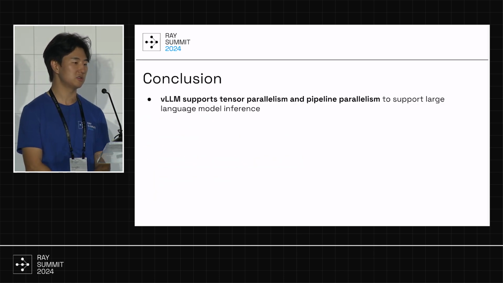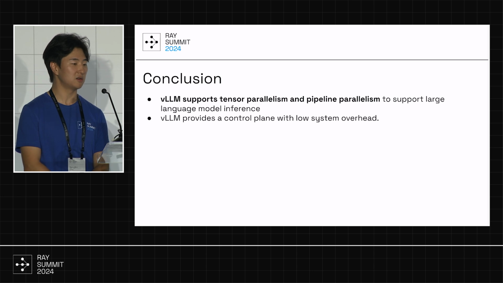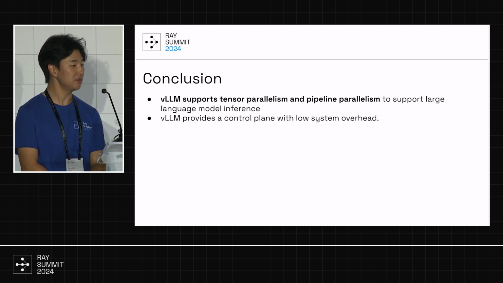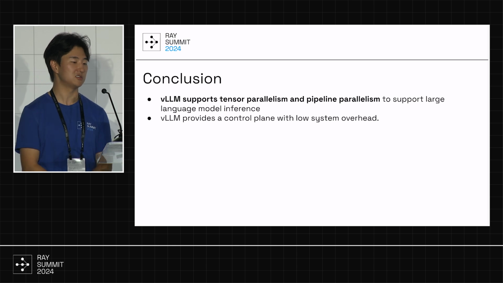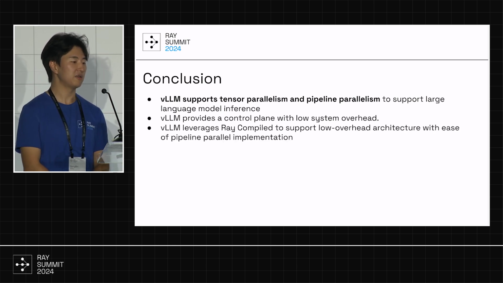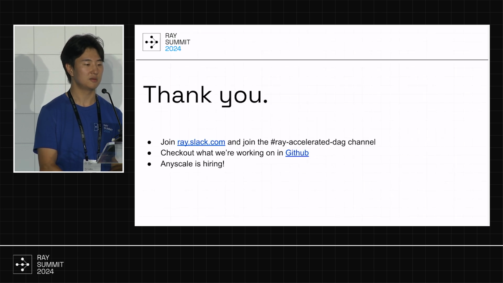Okay, let's conclude the talk. So vLLM supports various parallelism strategies to support large language model inference. And it also comes with a low overhead control plane, which comes with a lot more features on top of what I just presented. And then vLLM is going to leverage Ray compiled graph to support a low overhead architecture. And also it can improve the pipeline parallelism implementation.